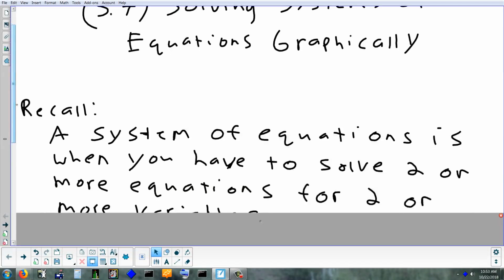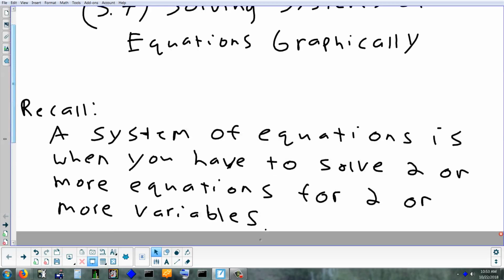Okay, so remember that a system is when you have two or more equations and two or more variables. I think most of the systems that we look at today are just going to be two equations and two variables, but they could go as high as you want. You can have as many equations and as many variables as you want.